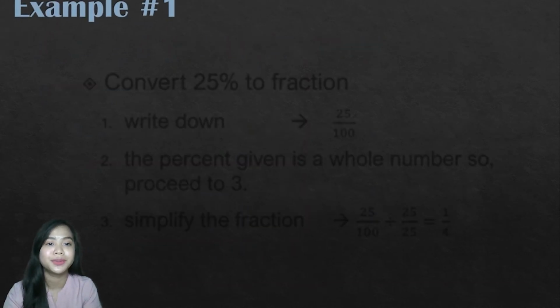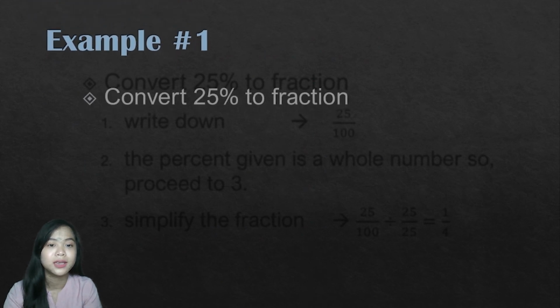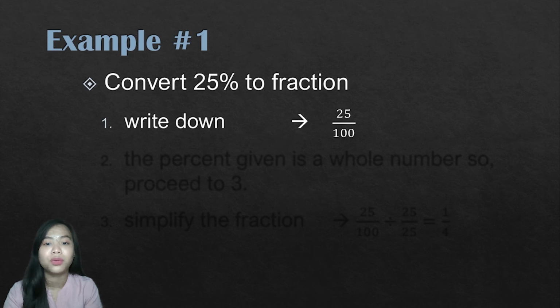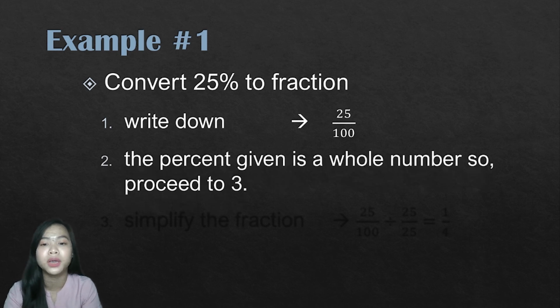So we have 2 examples here. First, let's convert 25% to fraction. First step, we need to write down 25 over 100. So we just divide the 25% by 100. And the percent given is a whole number. So we have a given 25, and we don't have a decimal here, I mean, no extension with a decimal point. So we just need to proceed to step 3.